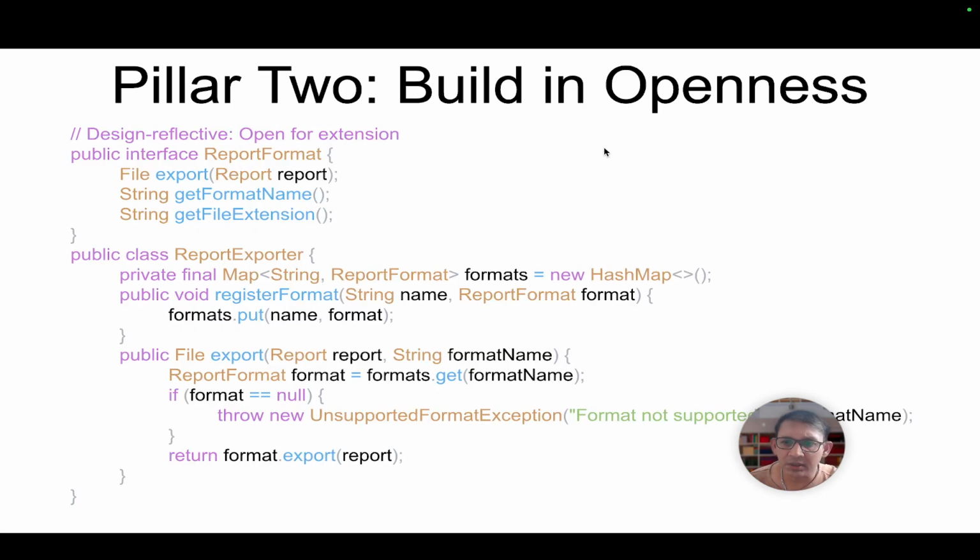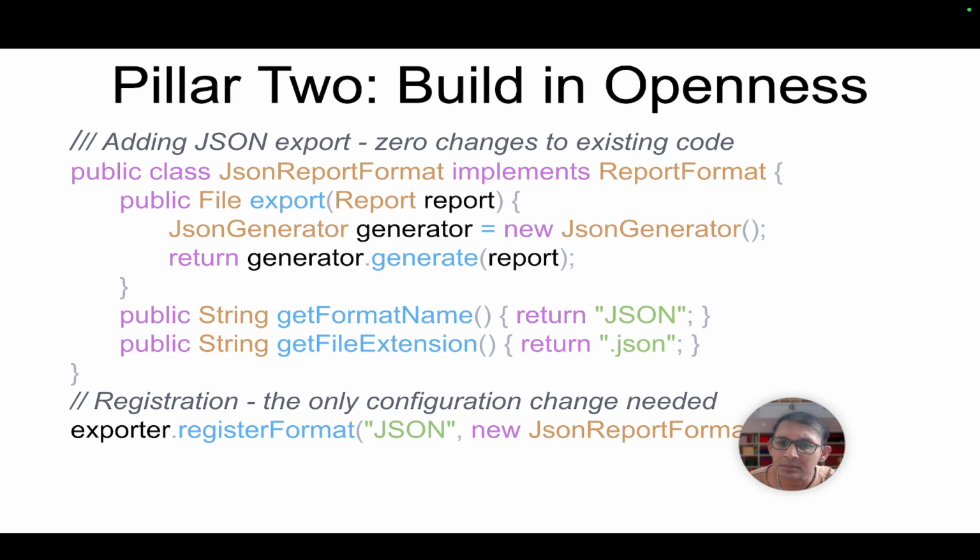Now, the reflective approach introduces what I call a plugin model. We define an interface that represents the concept of exporting a report, and we create a way to register new formats. Now, each report format becomes its own focused class. And if you need to add a new format, it becomes incredibly simple.